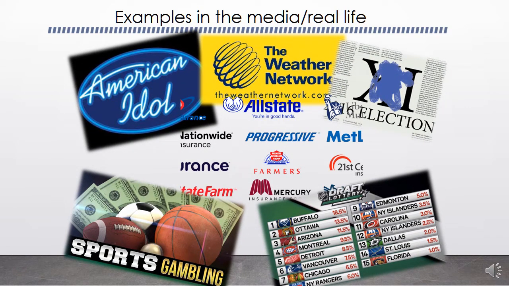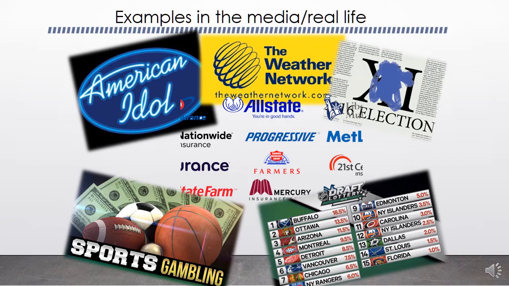Examples in the media and in real life. American Idol, and a lot of other shows, have people call in for their vote, or text in a vote, or go online for a vote. That's all probability and statistics. The Weather Network: if you've ever looked at the weather app on your phone, whenever you see POP, that stands for probability of precipitation, meaning based off of what they know is coming weather-wise, what's the likelihood that there's going to be snow or rain or ice or any other form of precipitation.